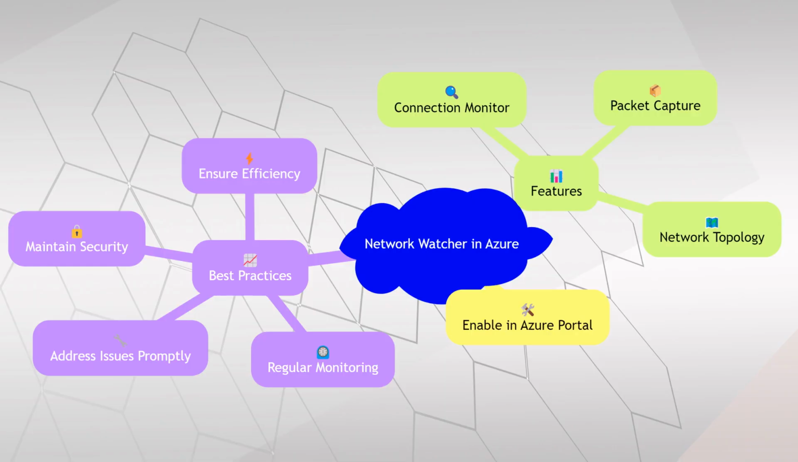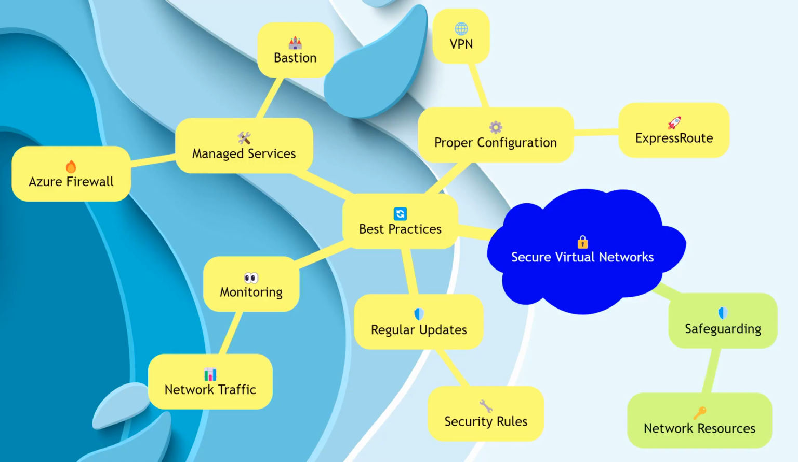To use Network Watcher, enable it in the Azure portal and utilize its various features, such as connection monitor, packet capture, and network topology. Regularly monitor your network performance and address any issues promptly to maintain a secure and efficient network environment.